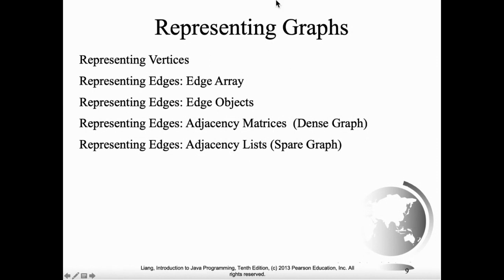The adjacency matrix is going to be used for what we call dense graphs. Dense graphs are graphs that are basically completely full, with a lot of edges, so the number of edges gets very close to the maximum. If you imagine you have n nodes, a dense graph is going to have a number of edges very close to n squared. That's what we call a dense graph.